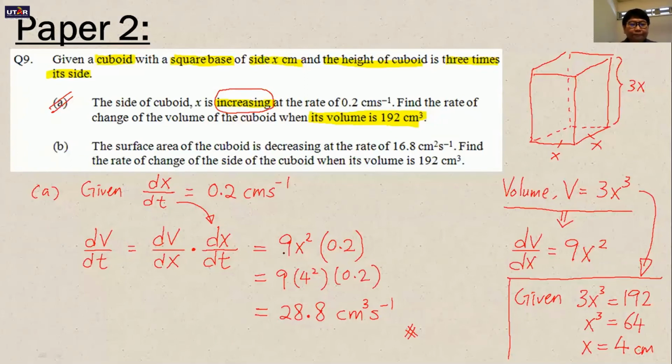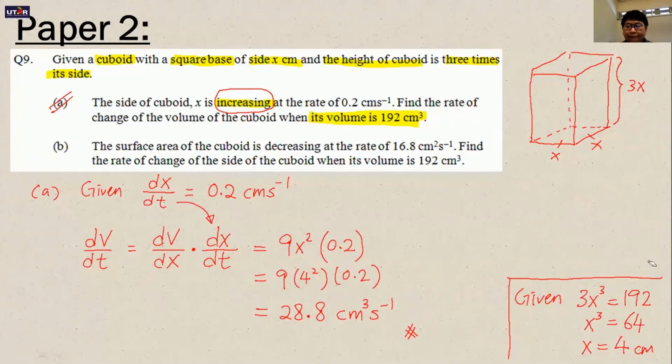Okay, then what about part B? So part B involves what? Not only involves volume, right? It also involves another thing, right? So what is your part B? So read the part B.